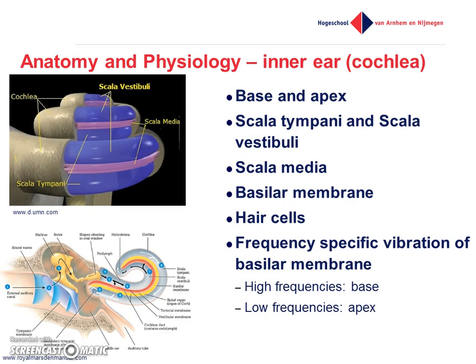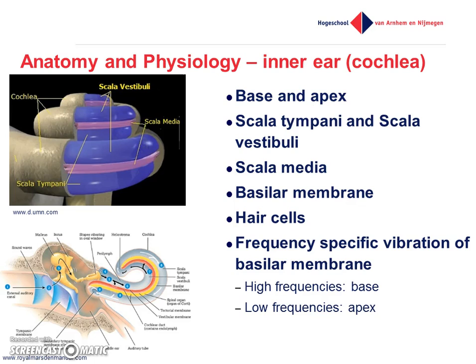But now, have a look yourself, without me pointing to it, where you find the same structures in the lower picture. Have a look where you see the scala vestibuli, where you find the scala tympani and where you find the scala media. And for sure, in this picture as well, you find the scala vestibuli always as the upper scala of the three. The scala tympani is the lower one of the three scalas, and the scala media is the tube lying in between.